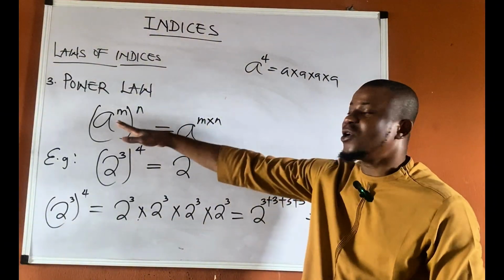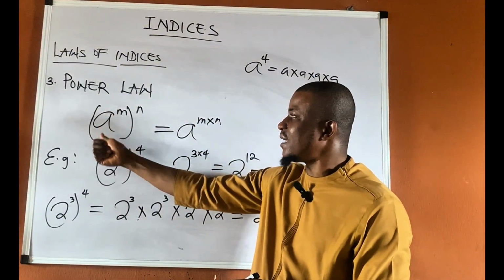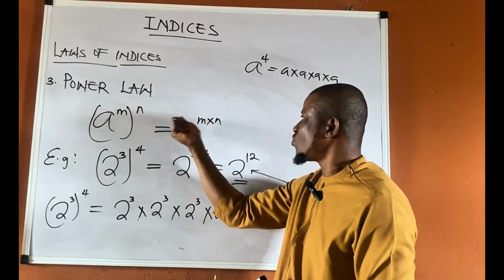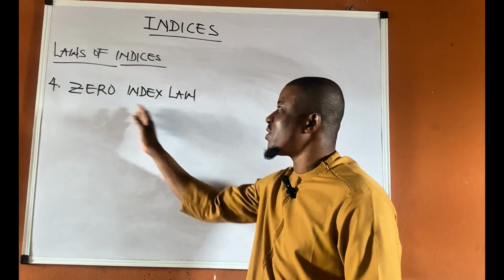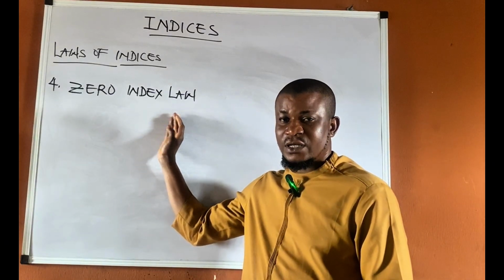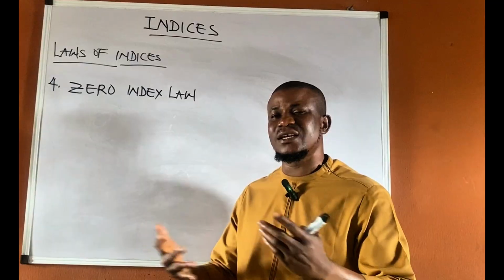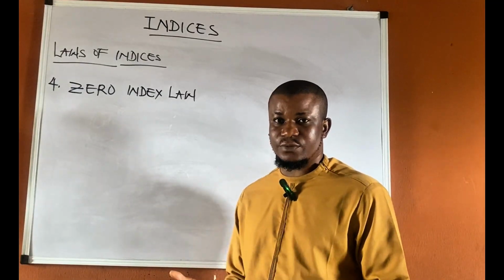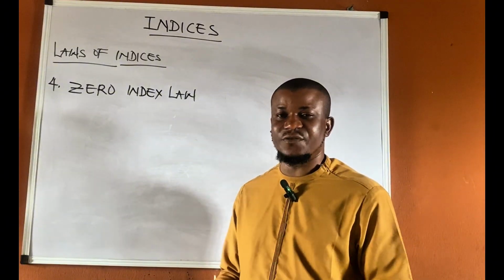So the power law of indices is accurate: when you have an index number raised to another index, the two powers multiply. The next law of indices we want to discuss is the zero index law. We want to go through all the laws of indices so that when you start seeing various examples and problems on indices, you can remember all these laws and resolve them.